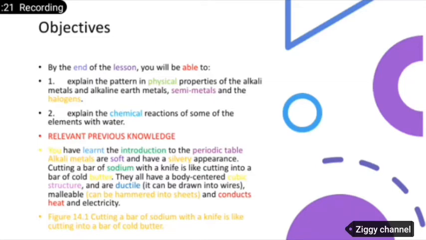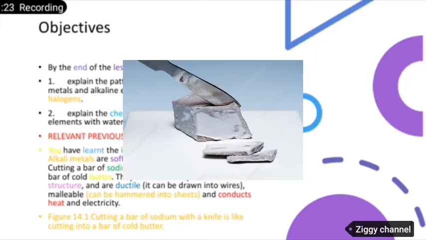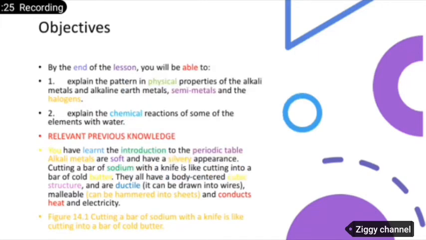Alkali metals are soft and have a silvery appearance. Cutting a bar of sodium with a knife is like cutting into a bar of cold butter. They all have a body-centered cubic structure, and are ductile, so they can be drawn into wires, and malleable, so they can be hammered into sheets. They conduct heat and electricity. Figure 14.1: cutting a bar of sodium with a knife is like cutting into a bar of cold butter.